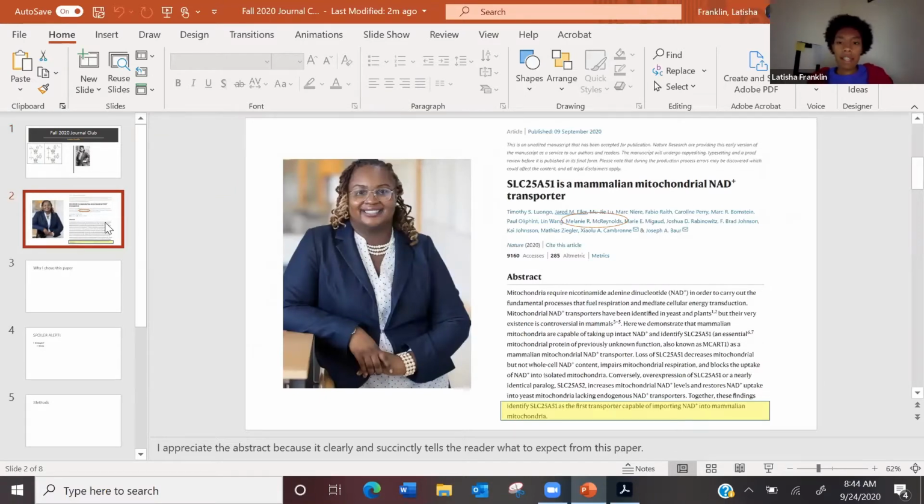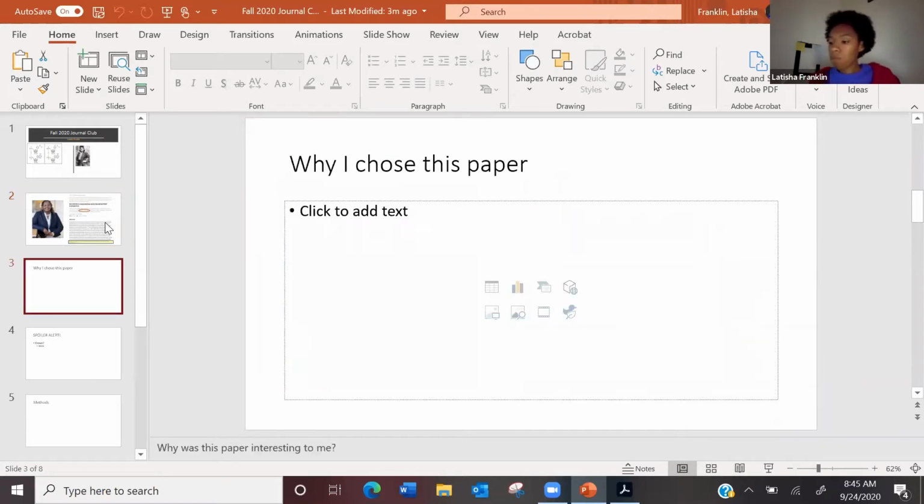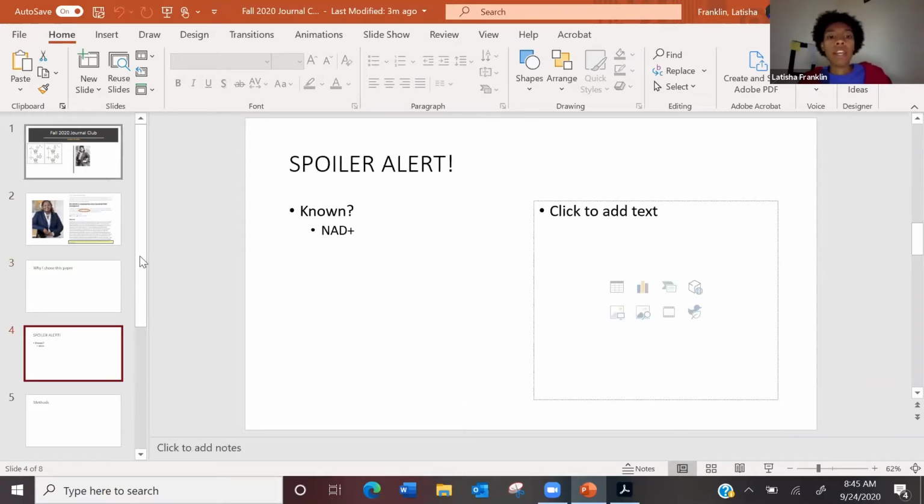Then the next slide is the paper itself. And continuing the theme of highlighting Black people in science, I have a picture of Dr. Melanie McReynolds. She also graduated from my program, and she attended these journal clubs. So if not the newer students, a lot of the faculty will know who she is, and I like her. I always like to tell why I chose the paper, and then I give a spoiler alert.